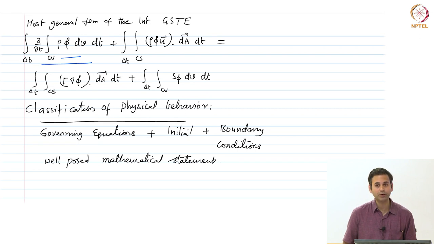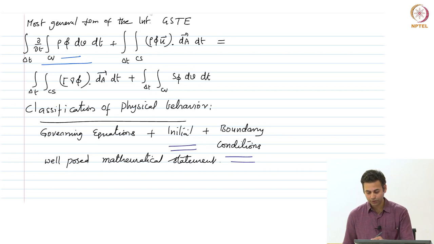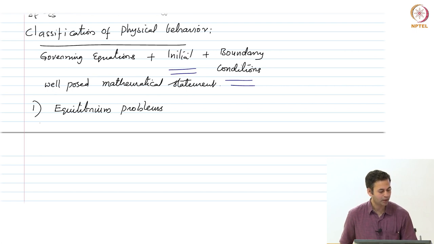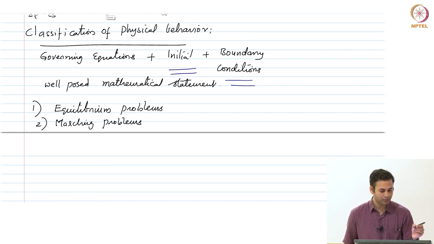Now the requirement of the initial and boundary conditions stems from the physical behavior or the type of the equation we are looking at. So whether we need an initial condition or a boundary condition depends on the type of the physical problem we are solving and the classification of the problem itself. So let us classify the physical behavior of the fluid flow and heat transfer problems that we get often. We can broadly categorize them into equilibrium problems and marching problems, either equilibrium problems or marching problems.